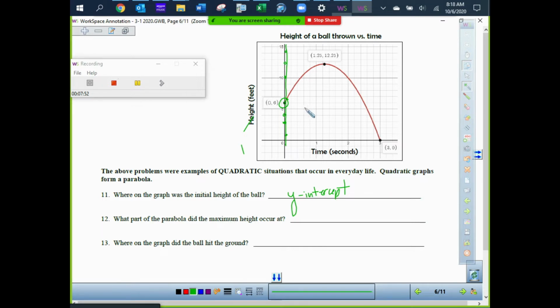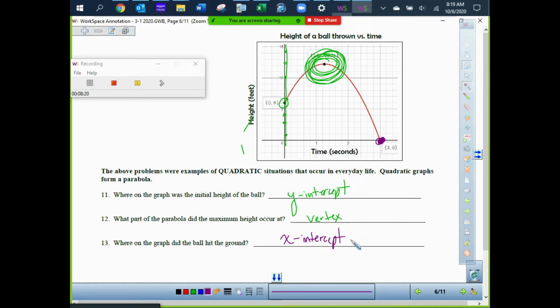And then I'll go back to you, Ashley. What part of the parabola did the maximum height occur at? It happened right here. What's that thing called? That's the vertex. And then you and your neighbor see if you can figure out where the ball hit the ground at. The x-intercept. That is where it crosses the x-axis. That is the x-intercept.